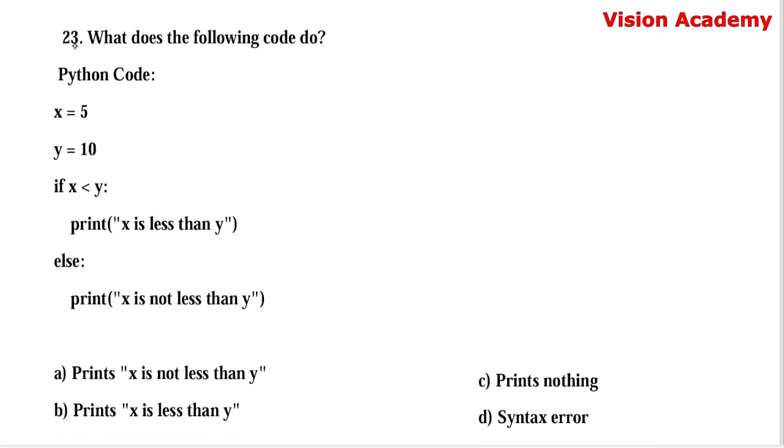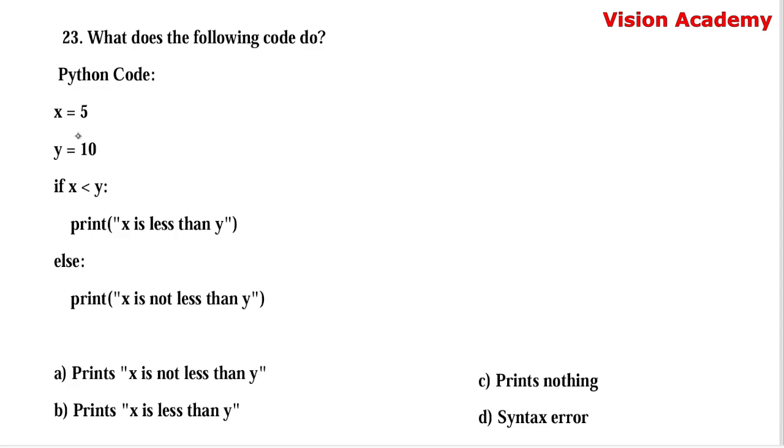Question number 23. What does the following code do? Python code: x = 5, y = 10. If x is less than y, print x is less than y, else print x is not less than y. Options are: A, prints x is not less than y. B, prints x is less than y. C, prints nothing. D, syntax error.